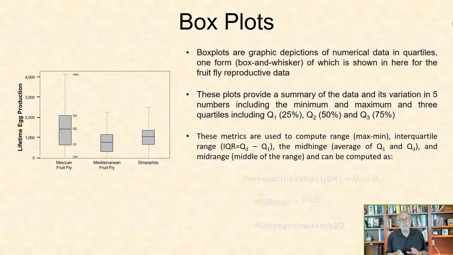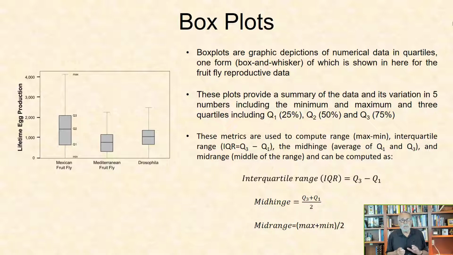These metrics are used to compute range, that is max minus min; the interquartile range, acronym IQR, which equals Q3 minus Q1; the mid-hinge, which is the average of Q1 and Q3; and the mid-range, which is the middle of the range. These are computed as interquartile range equals Q3 minus Q1, mid-hinge equals the sum of Q1 and Q3 divided by 2, and the mid-range equals the max plus the min divided by 2.